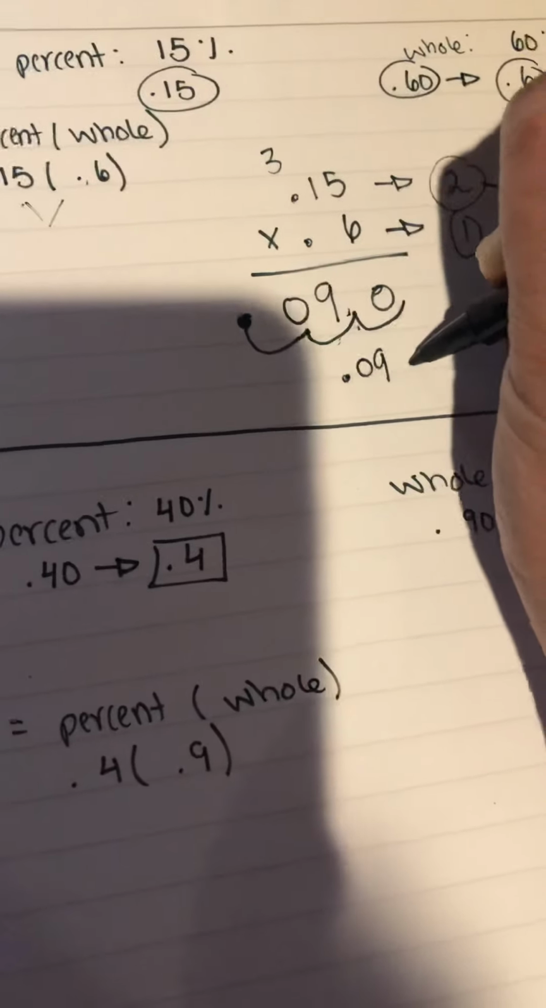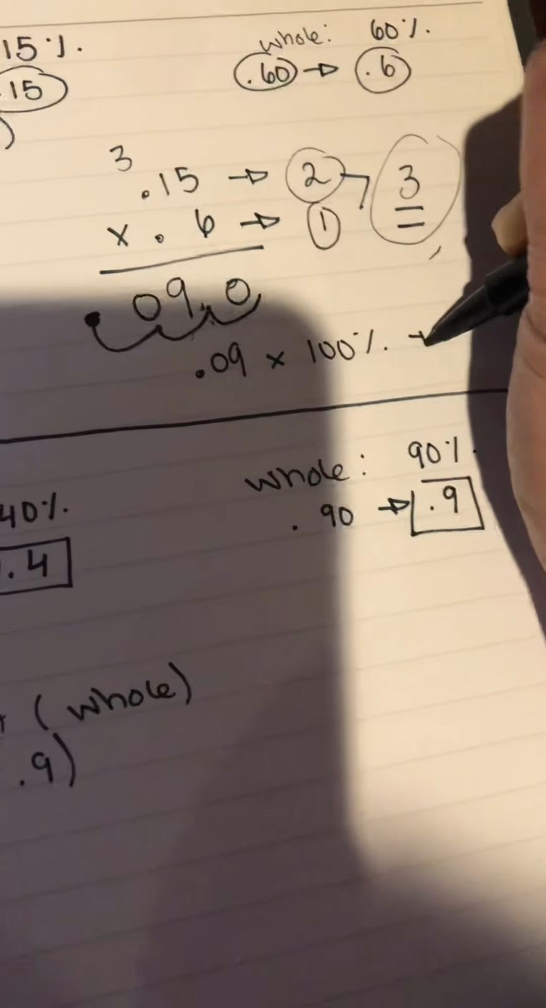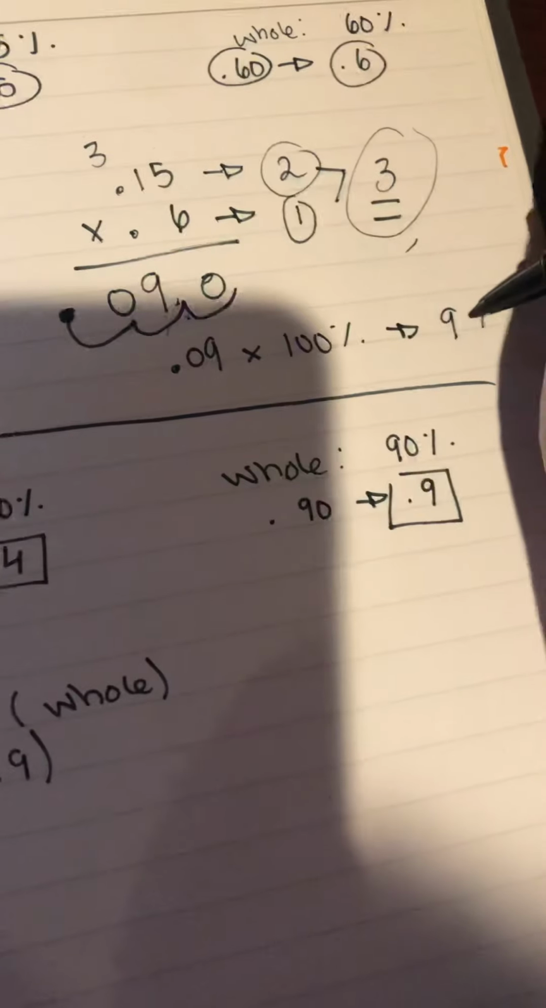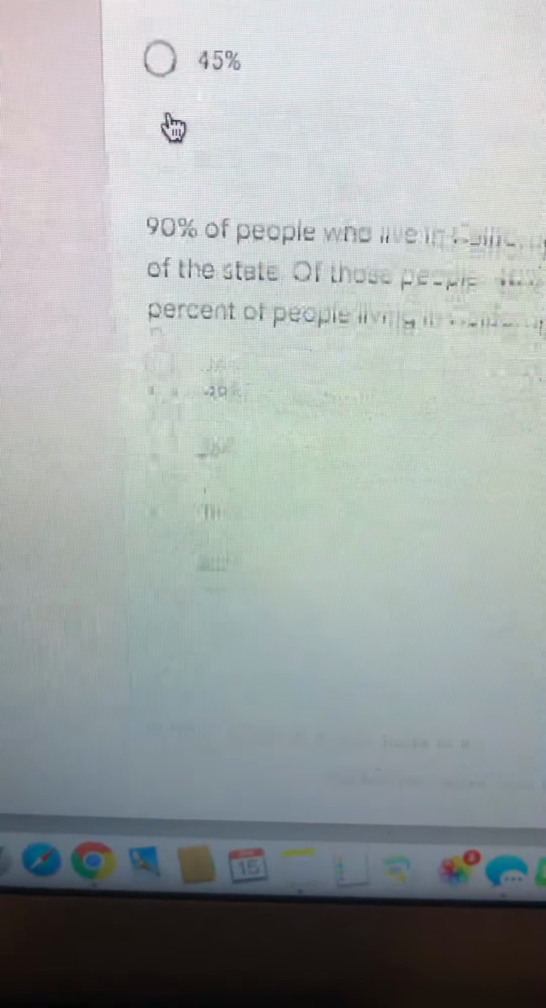So we're going to do 9 hundredths times, obviously, 100%, and that gives me 9% because I moved the decimal twice. So what you should have had for the first one was 9%.